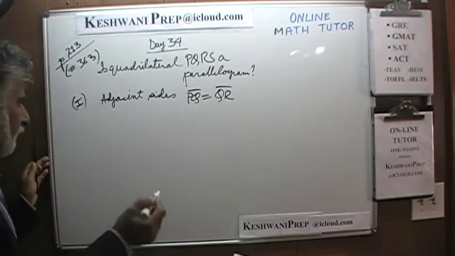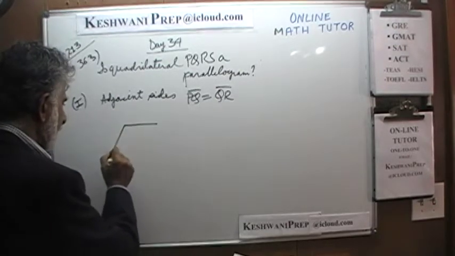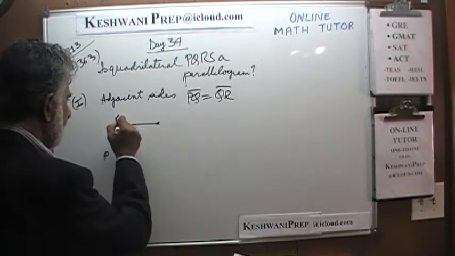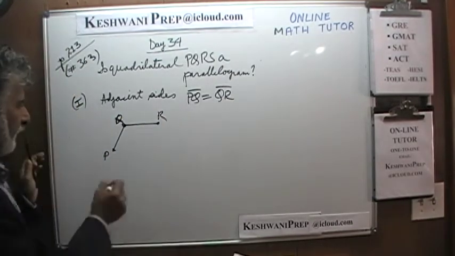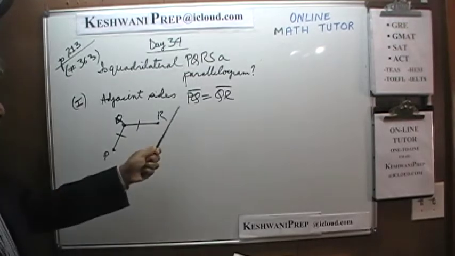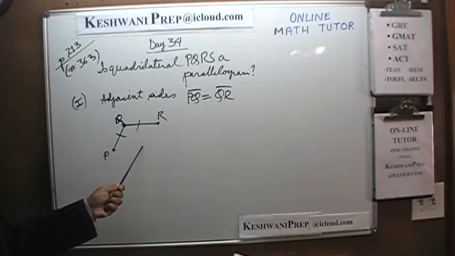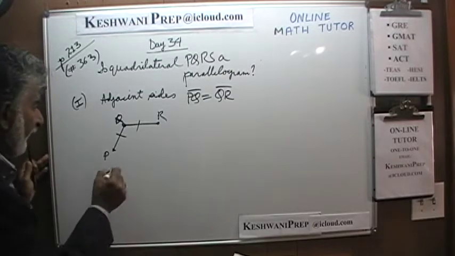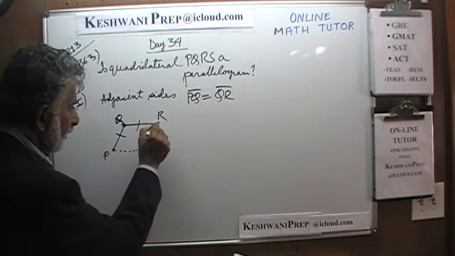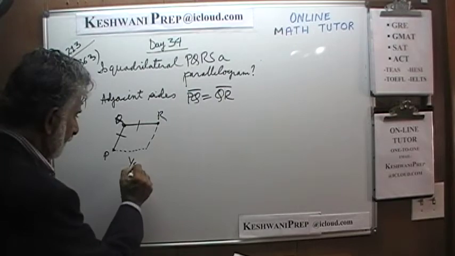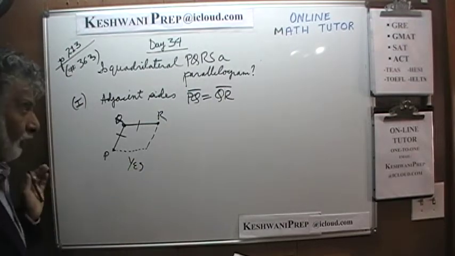Let's find out. Let's draw a simple parallelogram. Here's PQR. And we are told that this side equals this side. You see, adjacent side PQ equals QR. Now, does it need to be a parallelogram? No, it does not need to be. Can it be a parallelogram? Answer is, why not? It could be something like this, in which case it is a parallelogram. The answer is yes. But does it need to be like this? No, we don't know that.